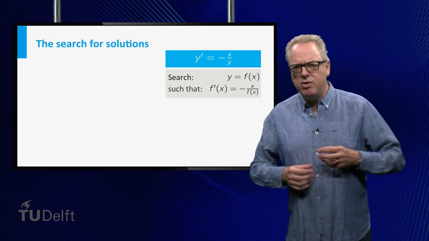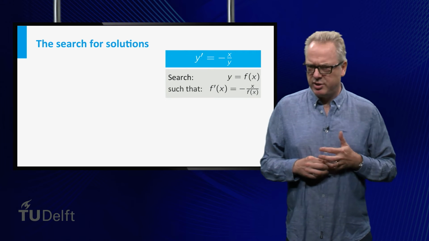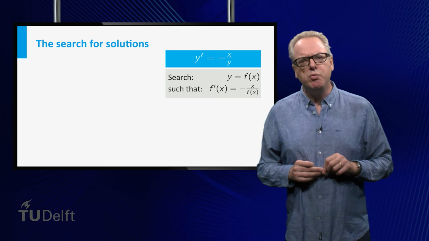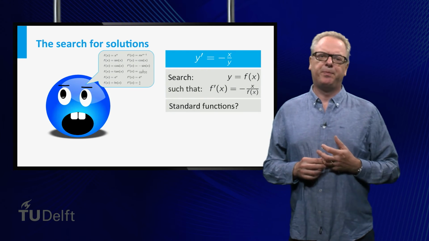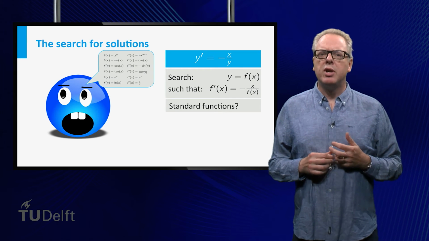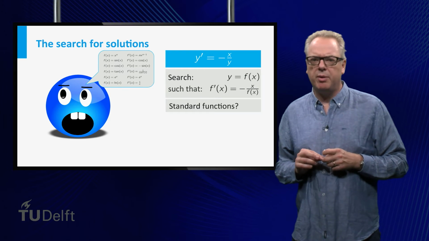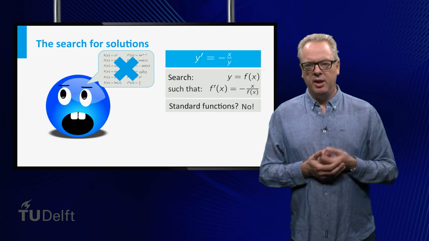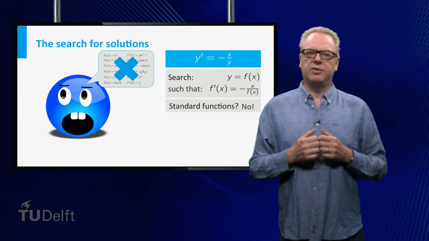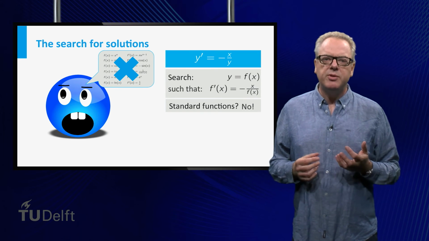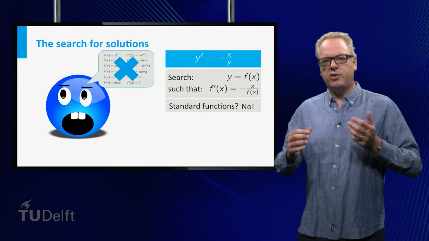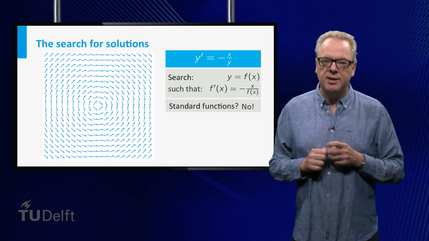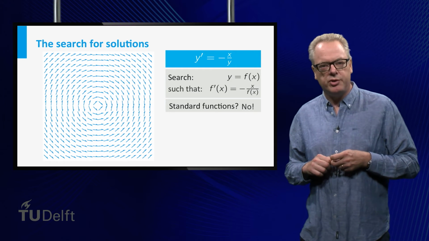Now let's look at a more difficult differential equation. For example, y prime is equal to minus x divided by y. Working through the list of standard functions will not help you here. You may try that by yourself. Another option is drawing the direction field. Sometimes this will give you an idea. Let's try it. What we see is a symmetric figure, and we can make a guess that the solutions have to do with circles around the origin.